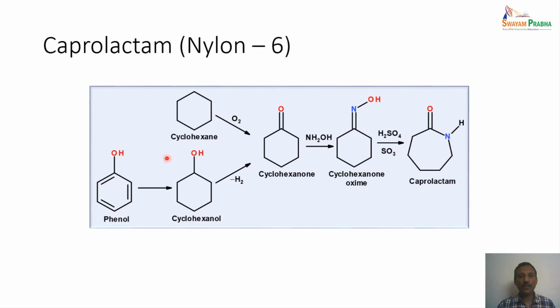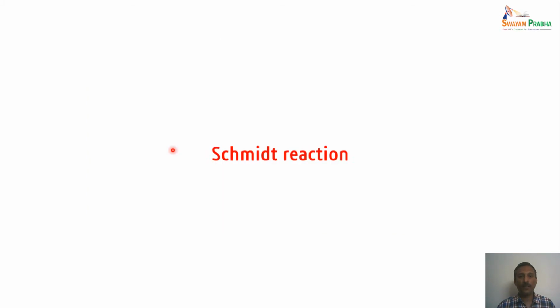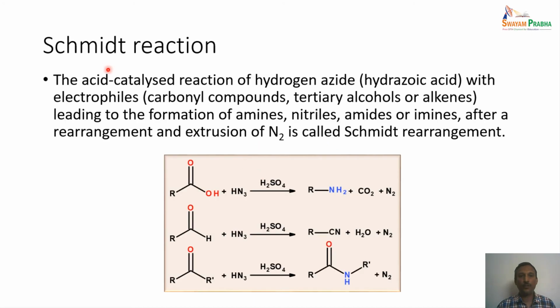So this is another major application of Beckmann rearrangement. Let us look at the Schmidt reaction. The Schmidt reaction is nothing but the acid catalyzed reaction of hydrazoic acid with electrophiles, basically carbonyl compounds, tertiary alcohols or alkenes, leading to the formation of amines, nitriles, amides or imines after the rearrangement and expulsion or extrusion of nitrogen.